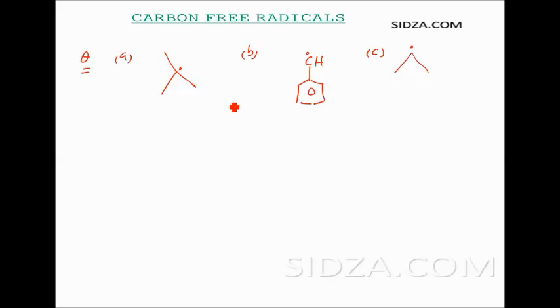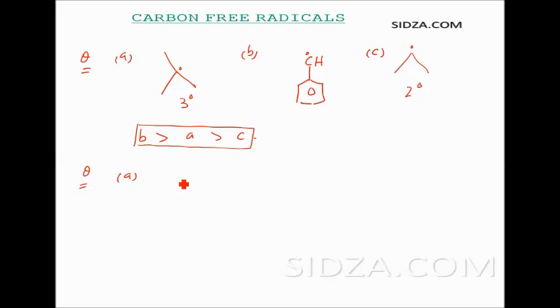The order of stability of the free radicals will be, B is more stable because the benzene is attached to it, so this is an aromatic free radical. So benzyl free radicals are more stable. Then this one is a tertiary one, and this one is a secondary one. So B is more stable than A, than C. This is the decreasing order of the stability of the free radicals.